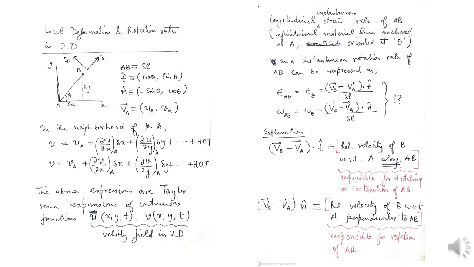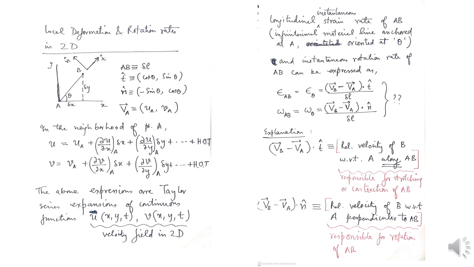Okay, now we can directly start writing the longitudinal instantaneous strain rate of the infinitesimal material line AB, which is instantaneously oriented at an angle theta and is anchored at point A. The lower point A is what we call the anchor point. So this is the meaning of anchor. The longitudinal instantaneous strain rate and the instantaneous rotation rate can both be directly written now in the manner that I've shown here.